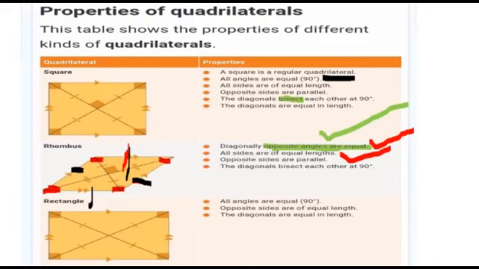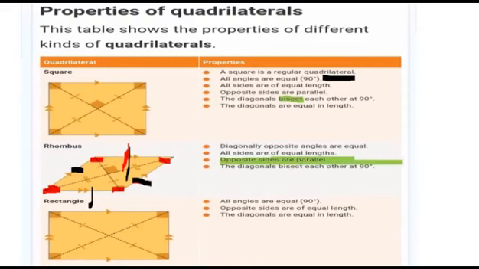It only has opposite angles equal, and all the angles are not equal to 90 degrees. The fourth property is opposite sides are parallel. Yes, you remember this property, where this comes from. This property comes from the parallelogram. Opposite sides are parallel because a rhombus is a parallelogram.